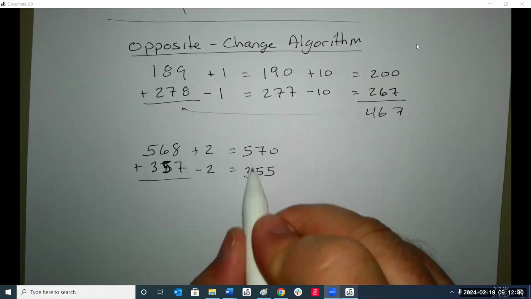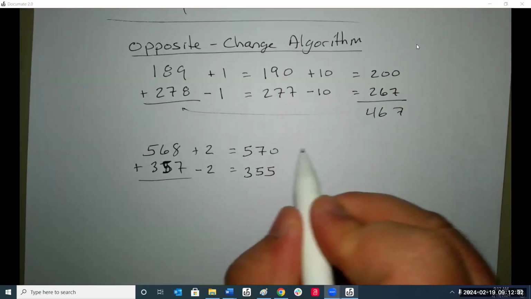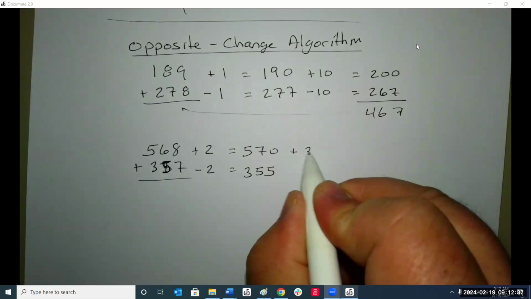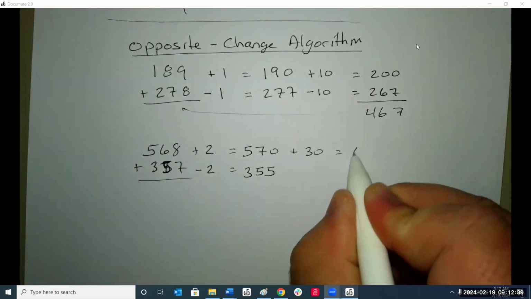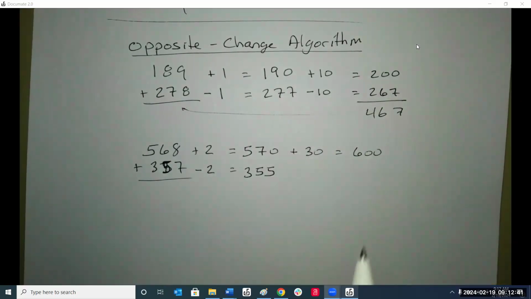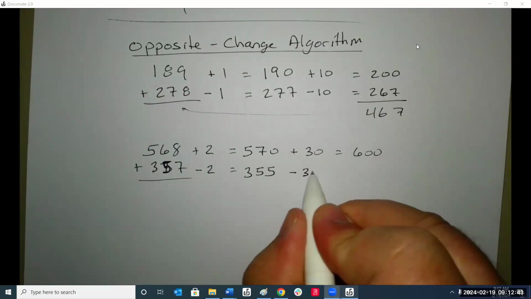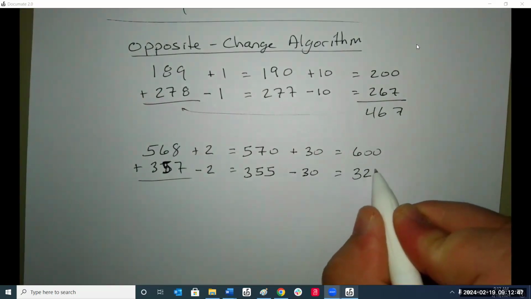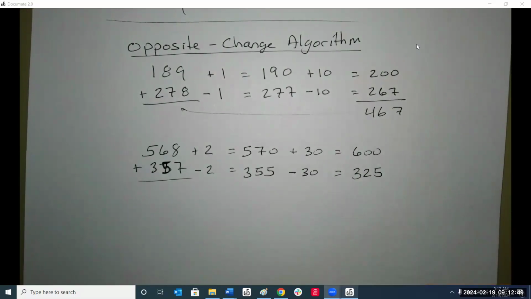Okay, so we have 3 digits. We want to get a number that has 2 zeros behind it. So let's look at this one. If we add 30 to it, then we'd get 600. And if we subtract 30 from this one, you get 325.